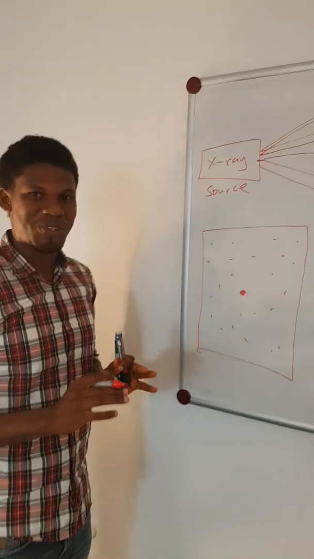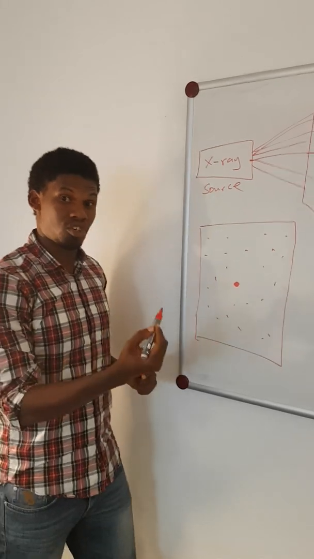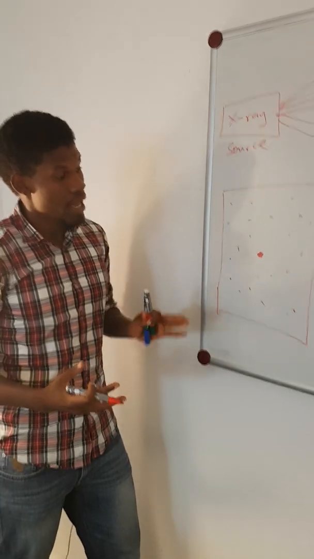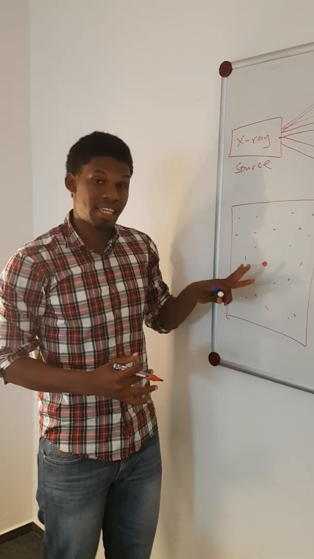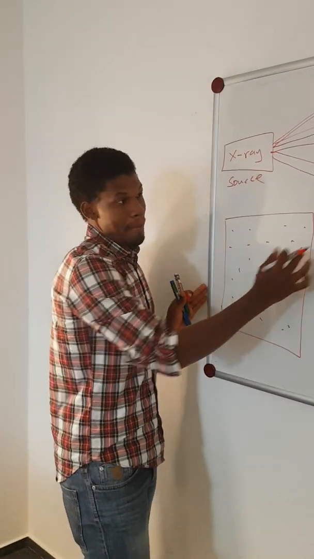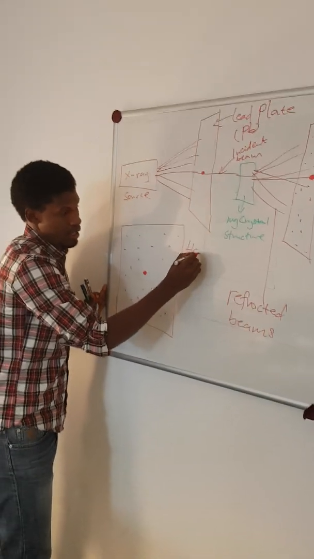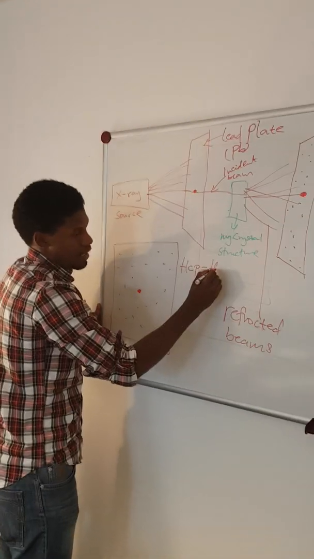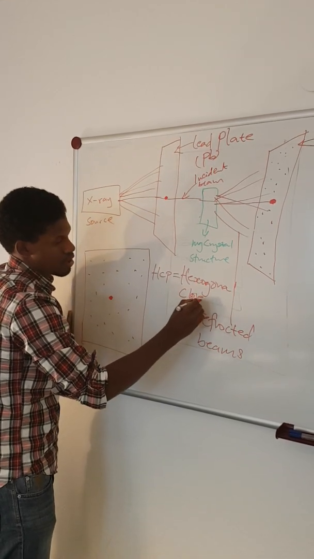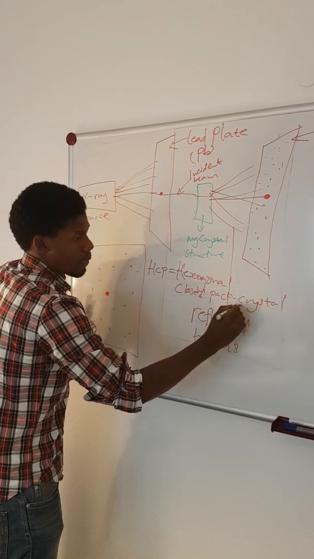With this photograph we can determine the structure of this material. Mathematically, looking at this pattern enables us to determine the structure of the material. For example, magnesium has a crystal structure that is HCP, meaning hexagonal close-packed crystal structure.